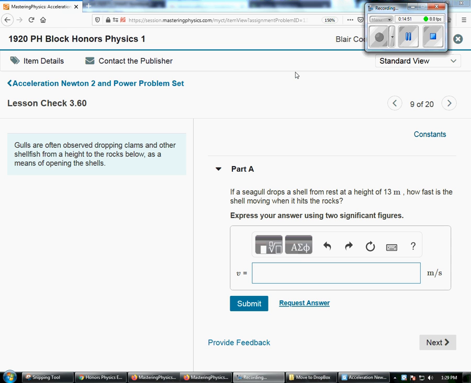All right, so on to number 9. A seagull drops a shell from a height of 13 meters. How fast is the shell moving when it hits the rocks?